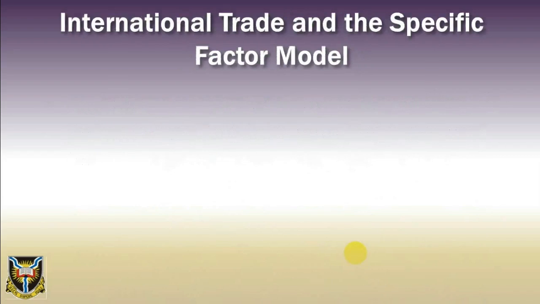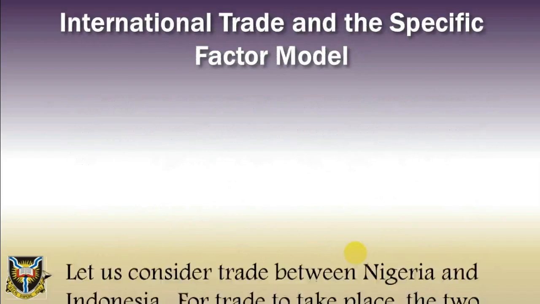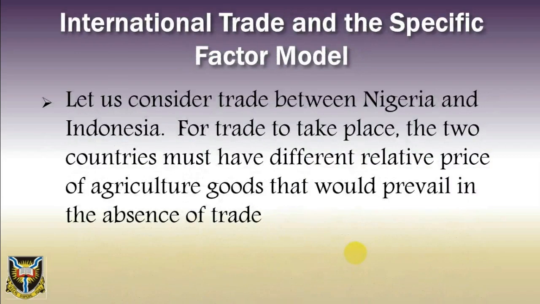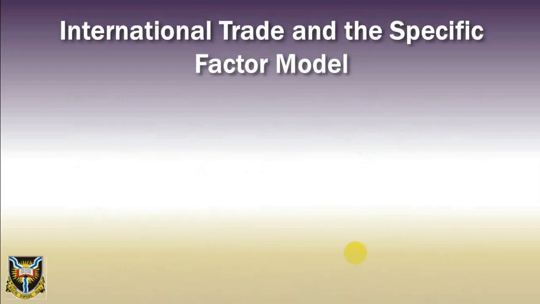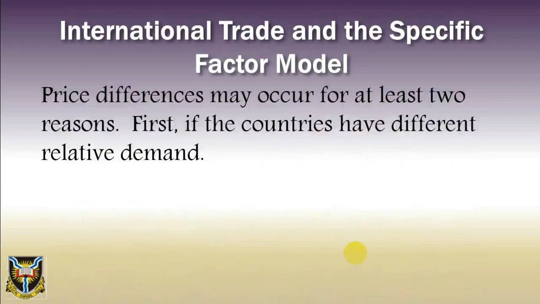International trade and specific factor model. Let us consider trade between Nigeria and Indonesia. For trade to take place, the two countries must have different relative price of agricultural goods that would prevail in the absence of trade. Price differences may occur for at least two reasons.